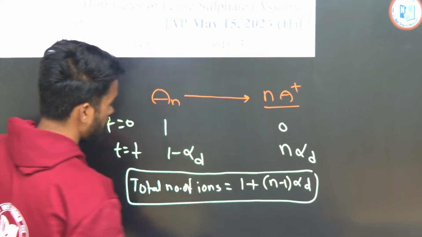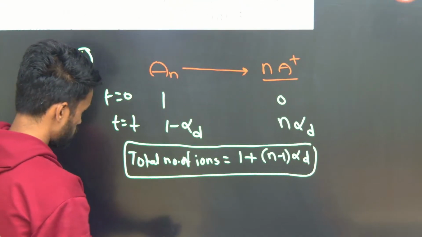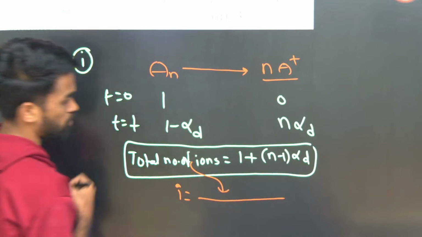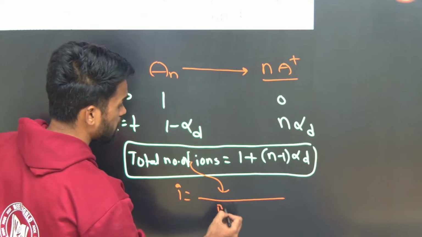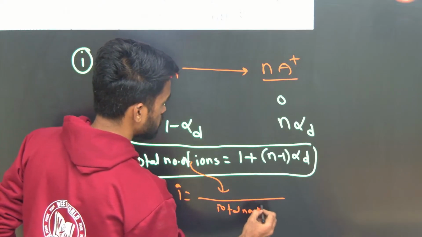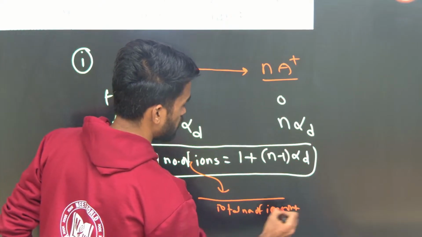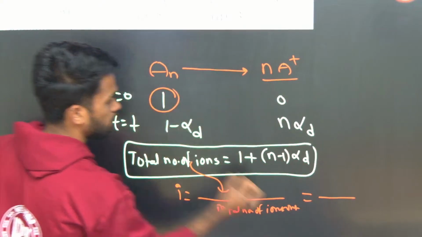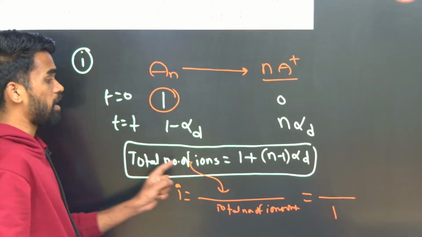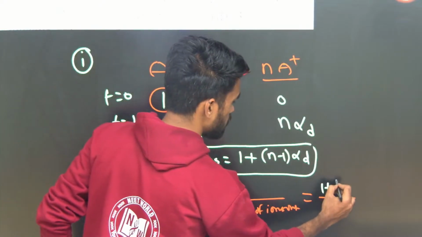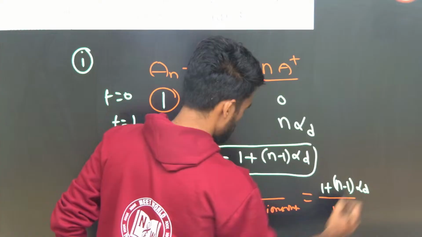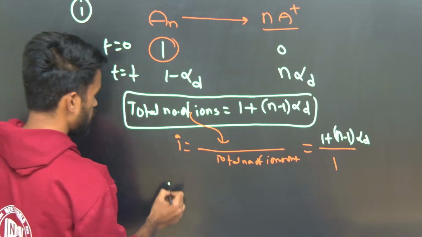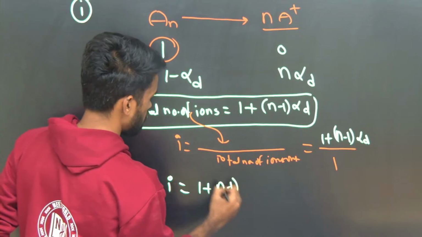Now the Van 't Hoff factor i is there. So this i is nothing but the total number of ions after dissociation divided by the total number of ions, or total number of molecules, taken initially. Initially we have taken only 1, so you write 1, and the total number of ions after dissociation are 1 plus n minus 1 alpha d, that's it. So just remember, this sum will be equal to its Van 't Hoff factor. So i will be 1 plus n minus 1 alpha d.